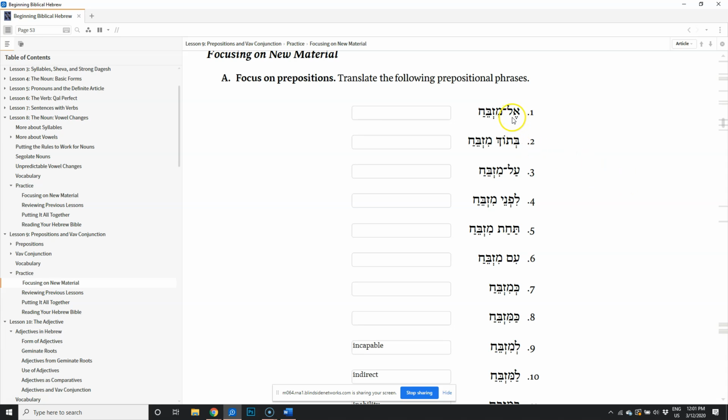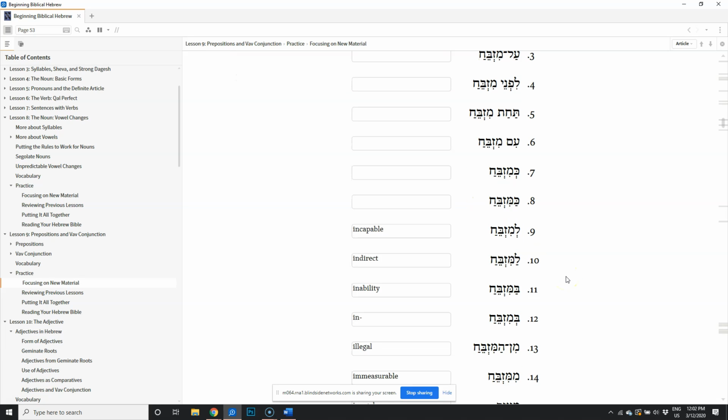So here you see L used as a makef, where it's basically just connected. Batoch is being used as an inseparable, as an independent preposition. There's no makef; it's not inseparable where it's connected. Al here has a makef. Lifnei does not. This is an independent preposition. Tachat is independent. Im is independent. But down here we can see the kaf inseparable preposition with mizbeach.